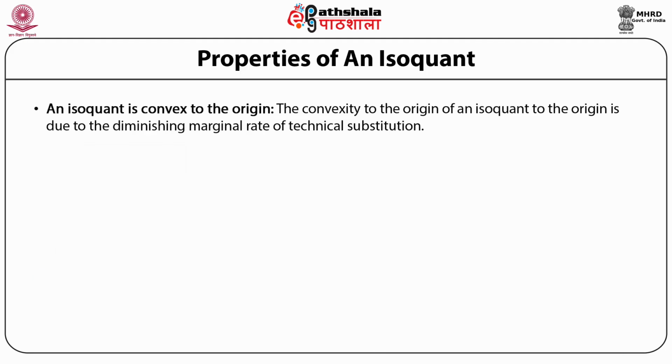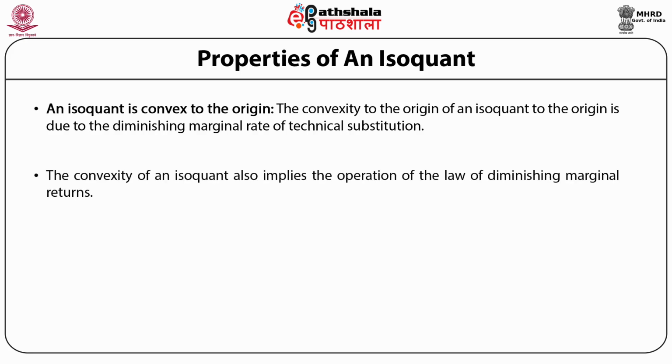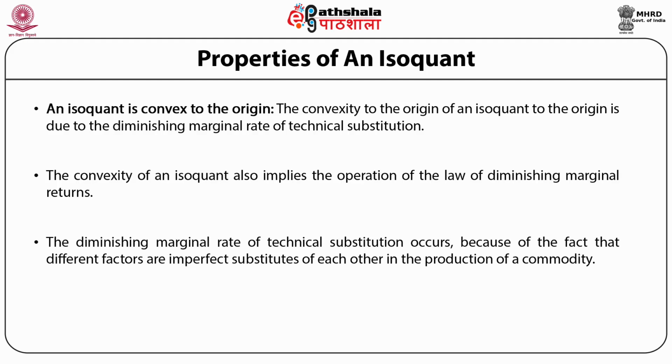An isoquant is convex to the origin. The convexity of an isoquant to the origin is due to the diminishing marginal rate of technical substitution. The convexity of an isoquant also implies the operation of the law of diminishing marginal returns. The diminishing marginal rate of technical substitution occurs because different factors are imperfect substitutes of each other in the production of a commodity.